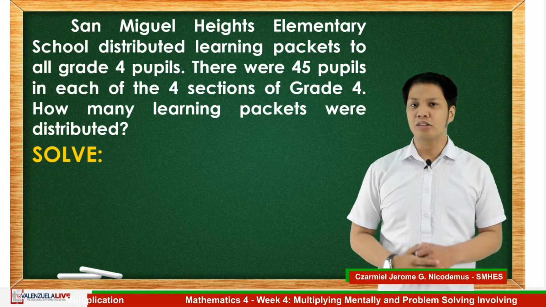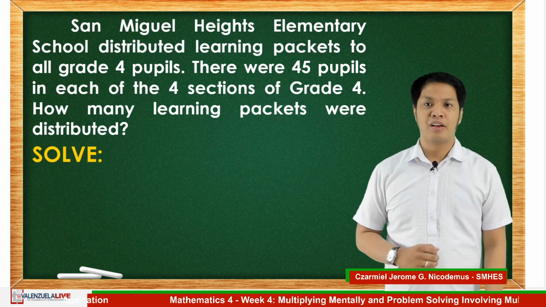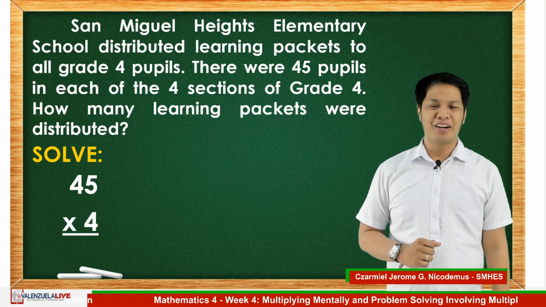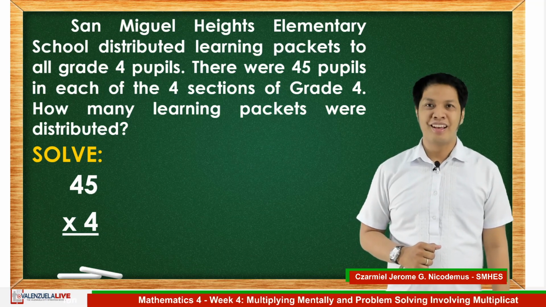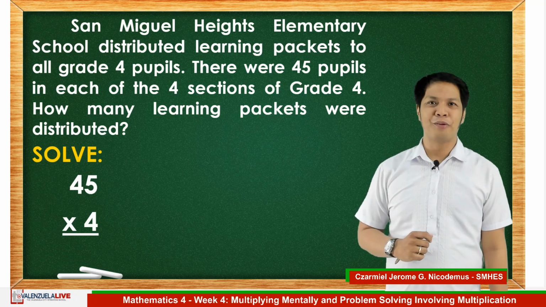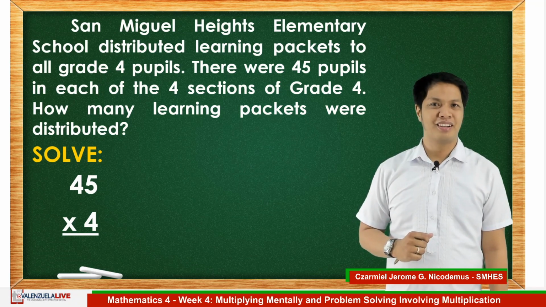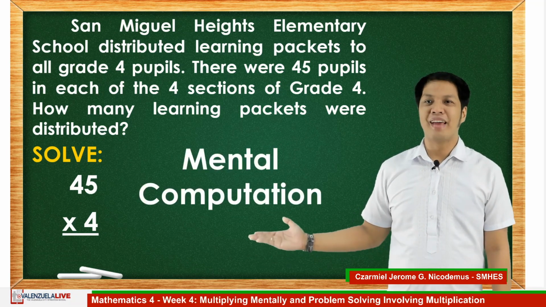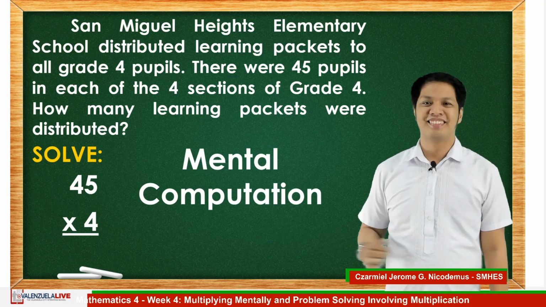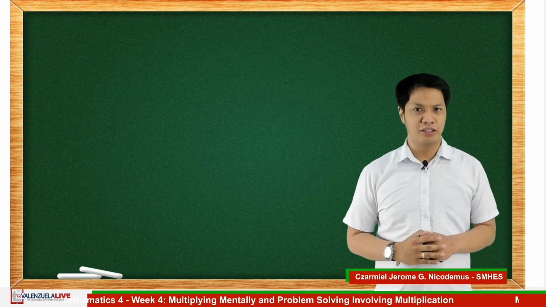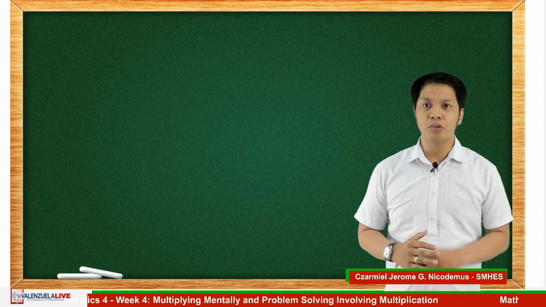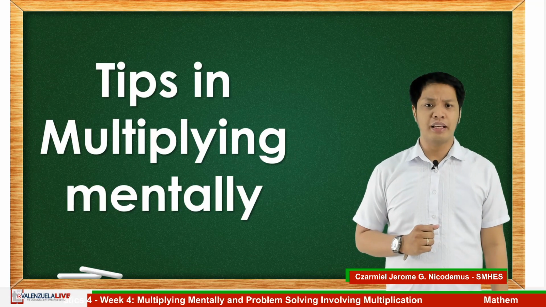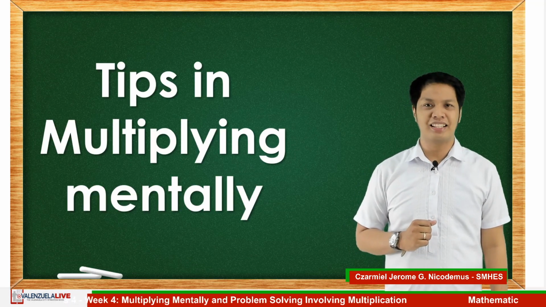The third step is to solve for the problem. 45 times 4 equals what? Did you know that we can multiply without using your pen and paper? We can use mental computation. Before we answer the word problem, I will give you some tips in multiplying mentally using some single-digit numbers.